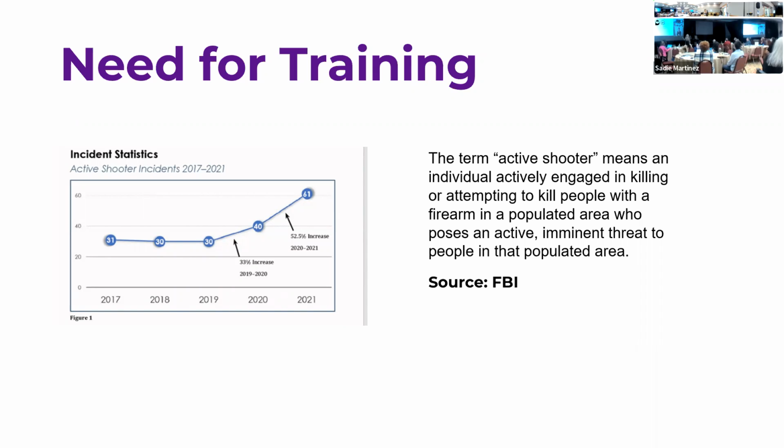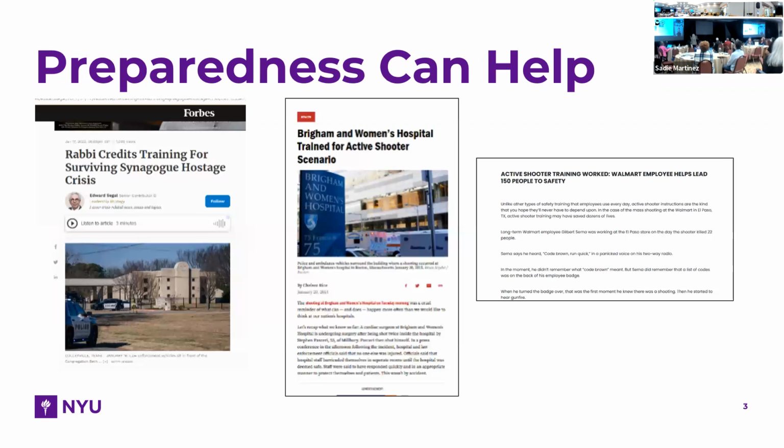But the need for training is evident. We need to do active threat training. Sadly, the numbers just keep going up and up. I went online this morning to get the updated numbers, and sadly, it's up 52% between 2020 and 2021, active threat incidents.